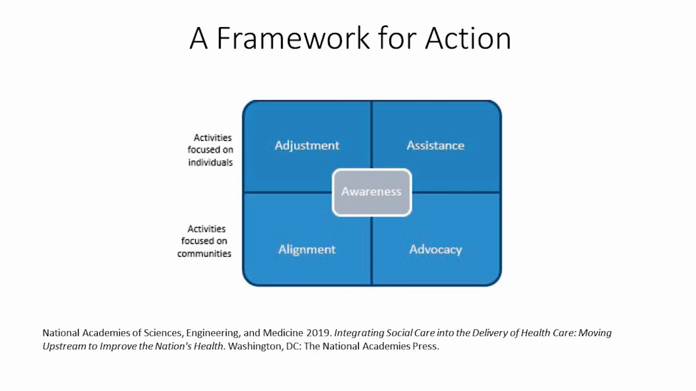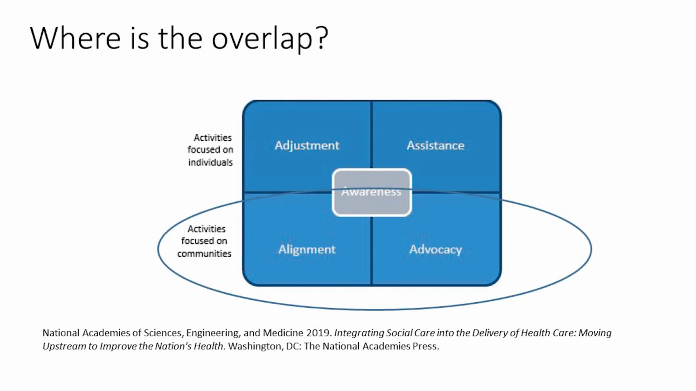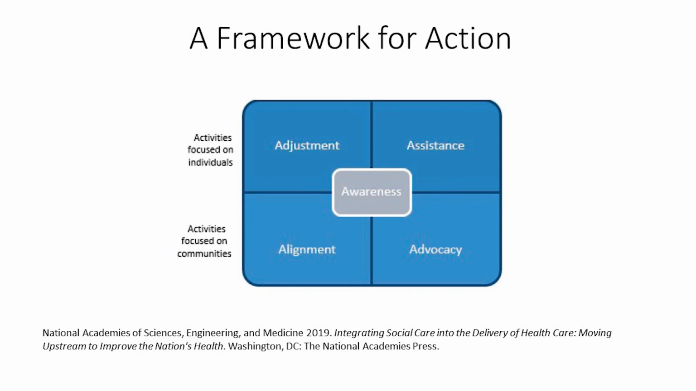The National Academy of Medicine, in its 2019 report Integrating Social Care into the Delivery of Healthcare: Moving Upstream to Improve the Nation's Health, conceptualized a framework for action. What you can see here on the top are activities focused on individuals, and beneath that, activities focused on communities. In brief, the top two are things that can be done during a patient encounter.